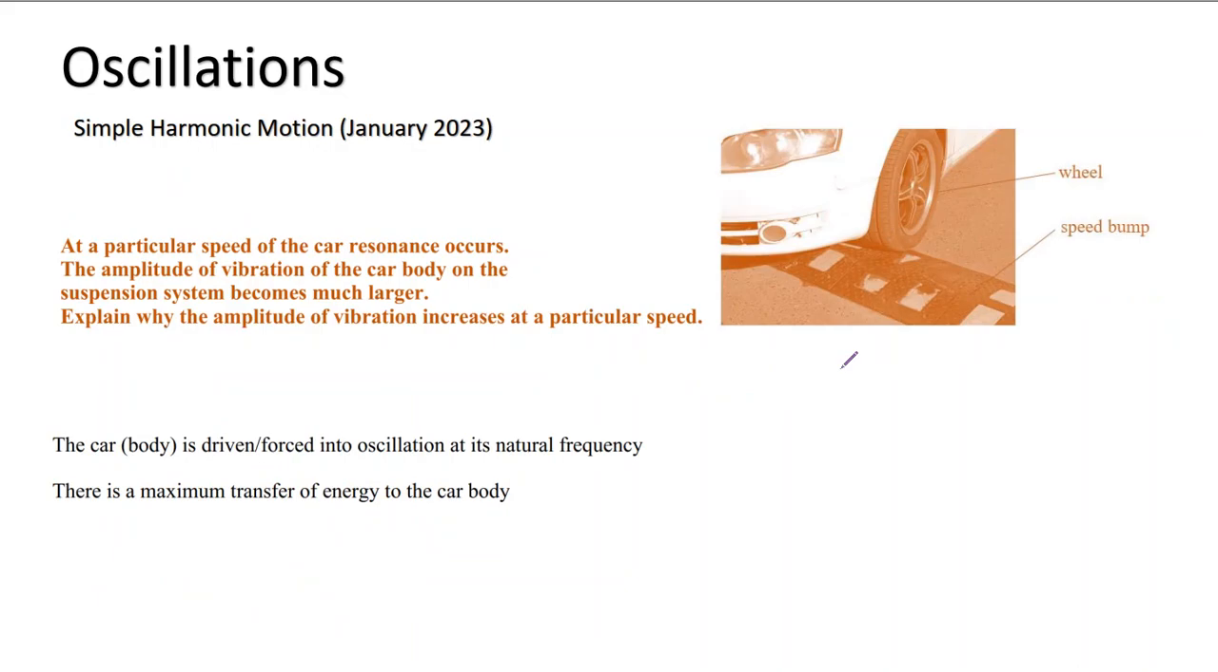Next we move on to oscillations. The first question would be from Jan 23. At a particular speed of the car, resonance occurs. So guys, the question specifically mentions resonance occurs. In this type of questions, resonance occurs is actually a marking point, but for this specific question, since the question itself specifies that resonance occurs, writing it explicitly will not get you any marks.